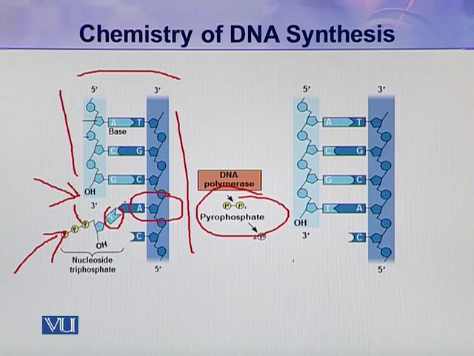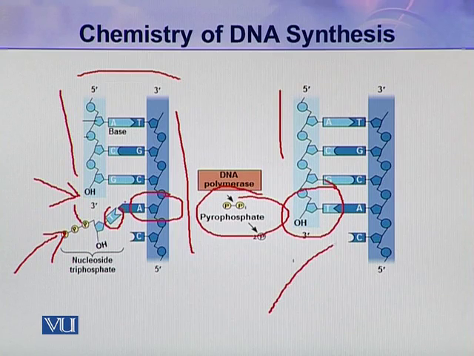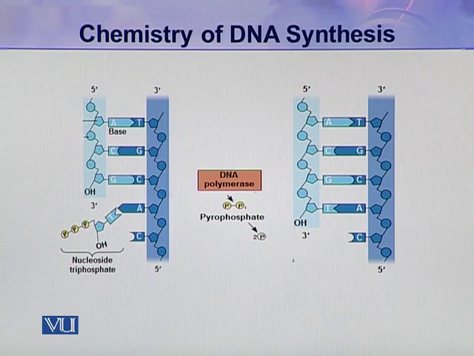This hydroxyl attacks this phosphate, and after the attack you can see the pyrophosphate is released, and a new nucleoside triphosphate, which you can now call a nucleotide, is added to the primer side. In the next step another nucleoside triphosphate will come, and again this hydroxyl will attack the alpha phosphate, and the same reaction will be repeated. In this way the primer chain grows and new DNA is synthesized.